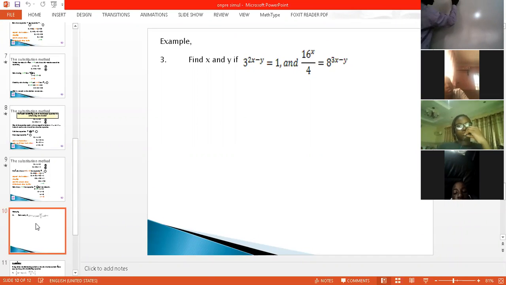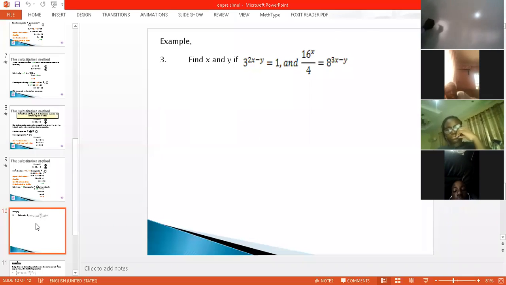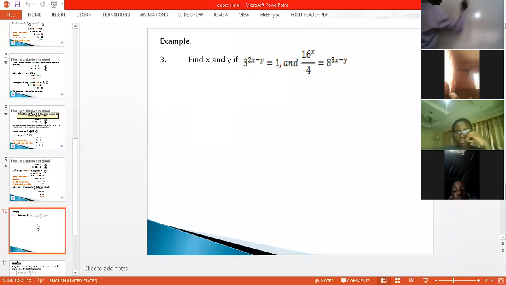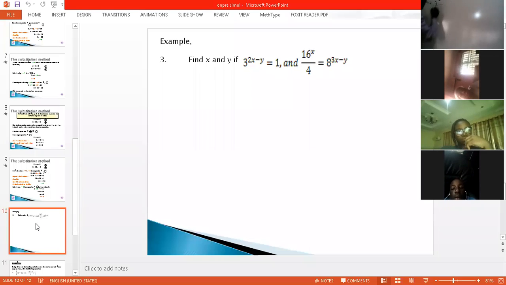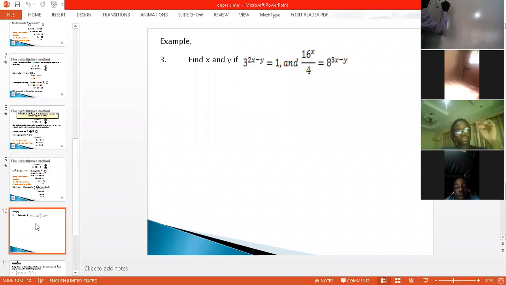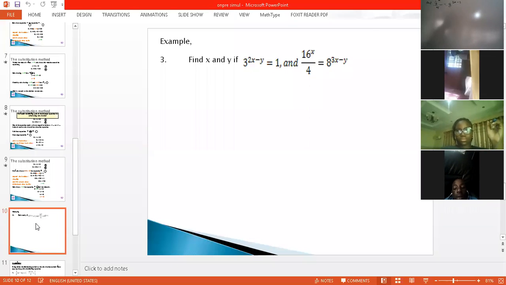Given that 3 to the power of 2x minus y equals 1, and 16 to the power of x over 4 equals 8 to the power of 3x minus y. Okay, so we have to solve for x and y. What do we do? Solve for x and y.